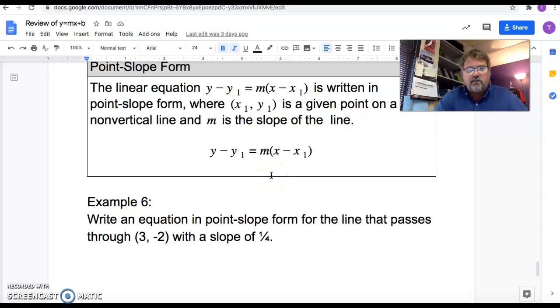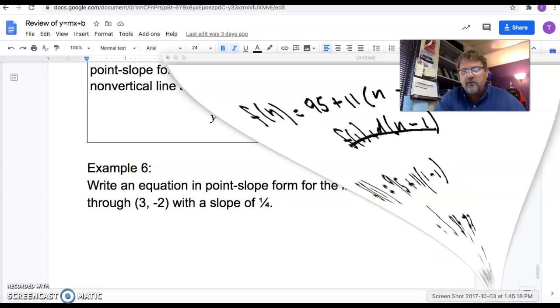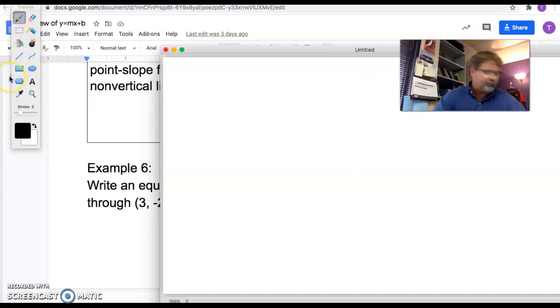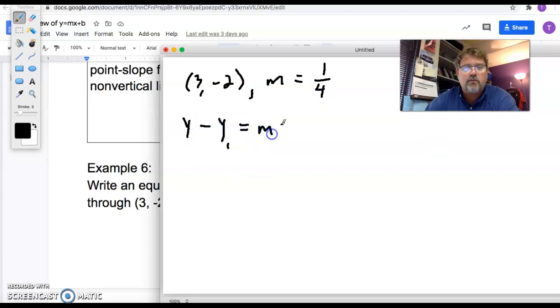I'm going to do this number 6 with you real quick, and we'll do 7. I want to show you something else. It's kind of cool, too. Uh-oh. Let me clear this out. All right, so I'm told that we're going to go through 3, negative 2, and we have a slope of 1/4. Okay? It's supposed to be a little comma. All right, and we're going to use the point slope formula.